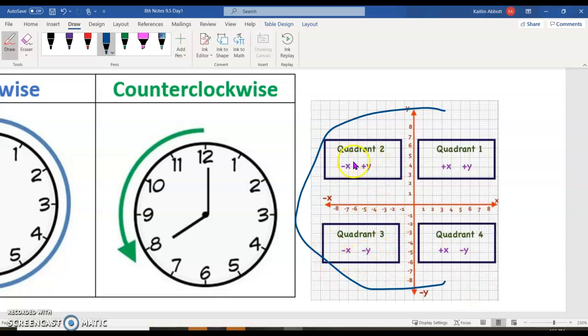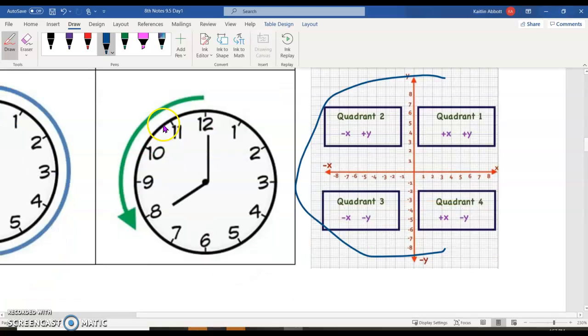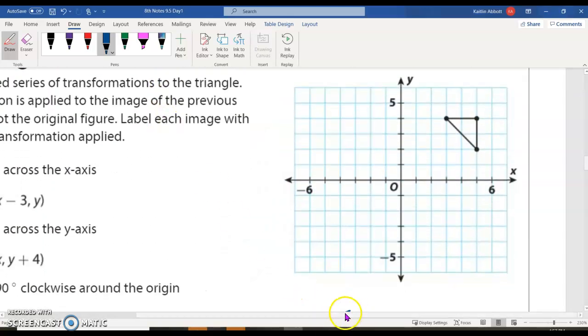And then in each one of these, the X and Y have different signs. So the negatives are in the X's here, but we're in the positive Y. And over here, we're in the positive X's, but we're in the negative Y's. So these will come into play when we translate a little bit. And here we go. Here's our first problem.